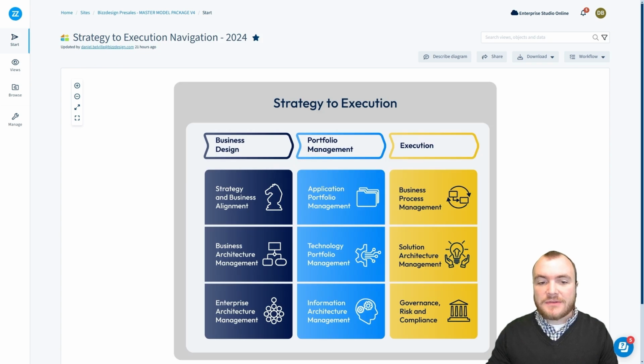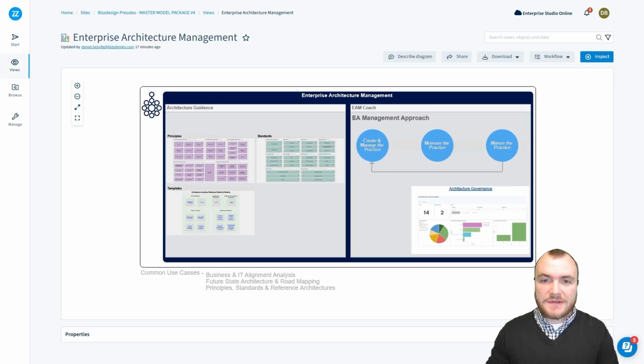Taking a step back, we also have the enterprise architecture management use case, and this is where we start to model out what our principles are, what our standards are, when making informed decisions as an enterprise architecture team and helping support the business in executing on those decisions. And we have the ability to templatize this approach so that there is structure and organization within our environment, so that it's a repeatable process over time.